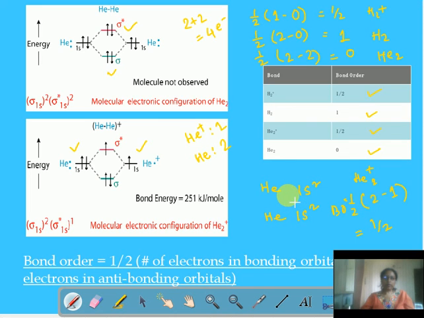So I will stop here, and in my next lecture we will be learning about the construction of the MOs of some homonuclear diatomic molecules. We will be learning how to draw the MO diagrams and how to fill up the electrons in them.